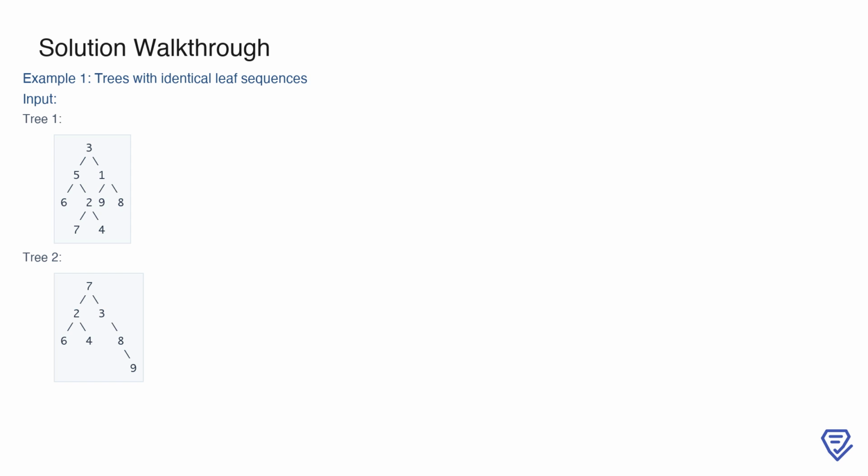For tree 2, the root node is 7, which branches into 2 on the left and 3 on the right. Node 2 has leaf nodes 6 and 4, while node 3 has a right child 8, which further branches into 9. The goal is to determine if the leaf nodes of both trees, when traversed left to right, form the same sequence. This provides the foundation for solving the problem effectively.